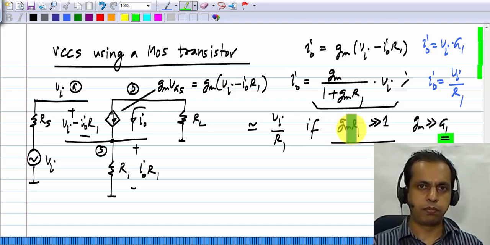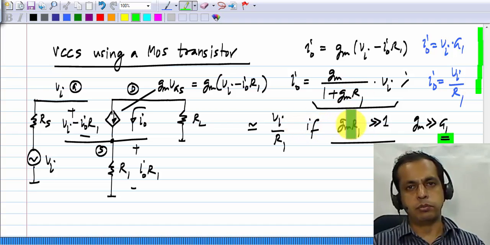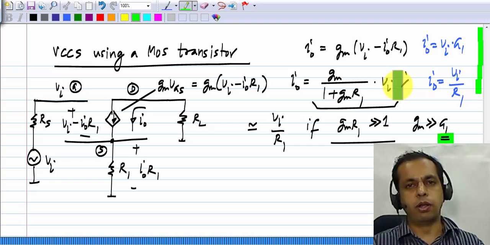So quite easy to analyze, and you can see this condition is very similar to what you got in the case of the source follower. There Gm times RL had to be much greater than 1. And in general you will see that all negative feedback circuits behave in an ideal way if the transconductance, or in general some gain in the system, becomes much more than 1.